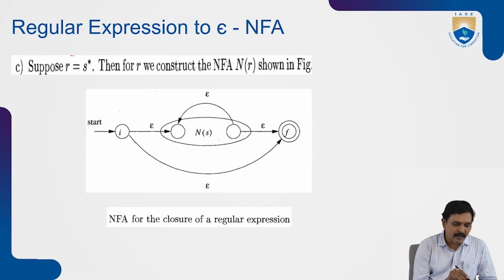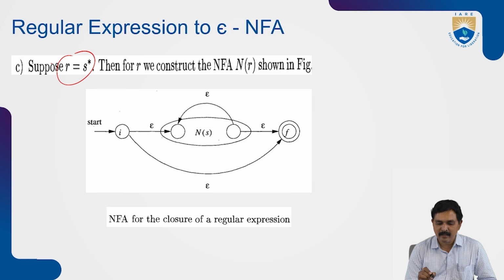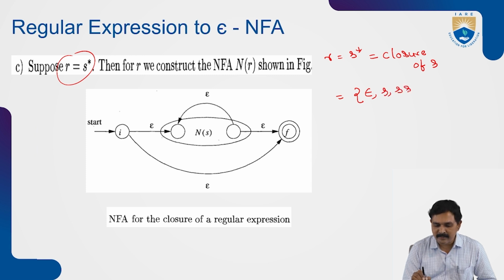The third is R equal to S with star. What is R equal to S star? The meaning is closure of S. What are the closure values? You take one null symbol, then S repeated a single time, two times the same S repeated, and three times the same S repeated, like that, which is called S star.